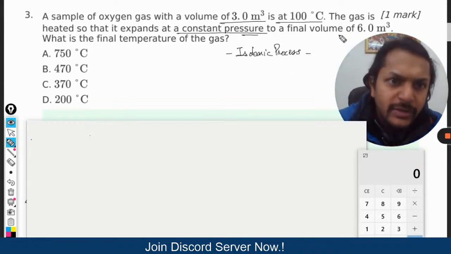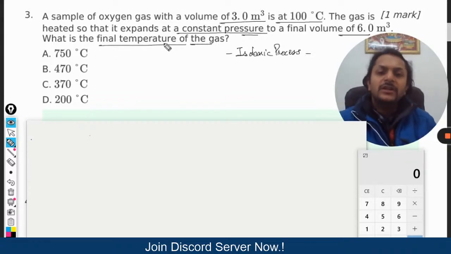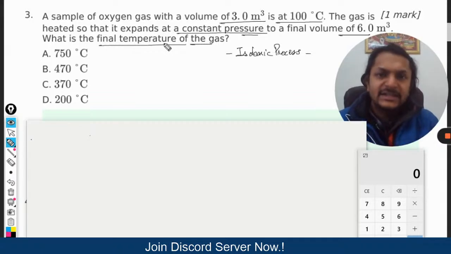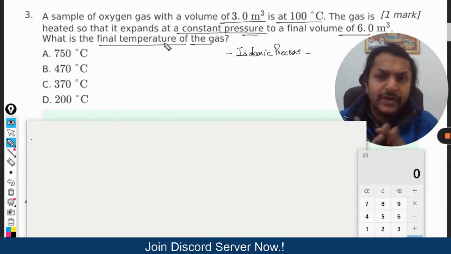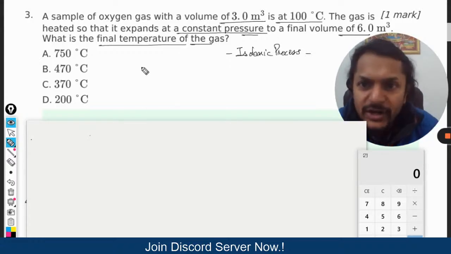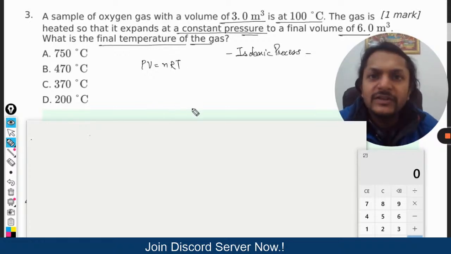Now, the final volume is 6 meter cube. And what is the final temperature of the gas? Okay, how to do this now? See, ideal gas always follows the ideal gas equation, whichever process it is, isobaric, isothermal, adiabatic, or isochoric, or whatever process it be. Ideal gas will follow the ideal gas equation. It means that PV is equal to nRT will always be followed.